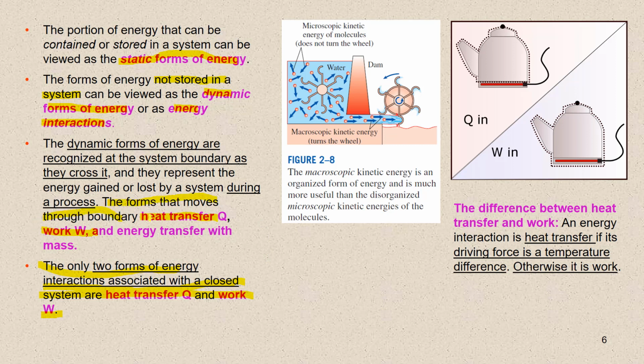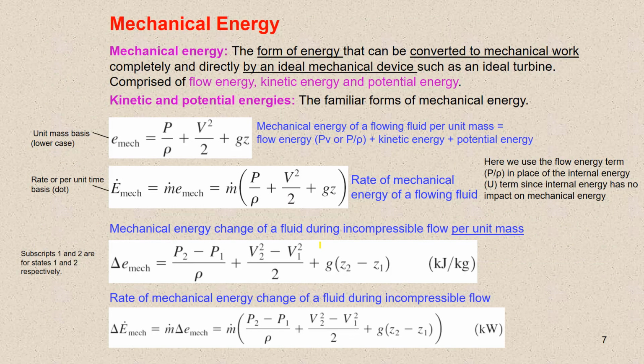In thermodynamics, however, we usually refer to those forms of energy as thermal energy to prevent any confusion with heat transfer. Now let's learn about mechanical energy. Mechanical energy can be defined as the form of energy that can be converted to mechanical work completely and directly by an ideal mechanical device such as an ideal turbine. Kinetic and potential energies are the familiar forms of mechanical energy. Thermal energy is not mechanical energy, since it cannot be converted to work directly and completely.